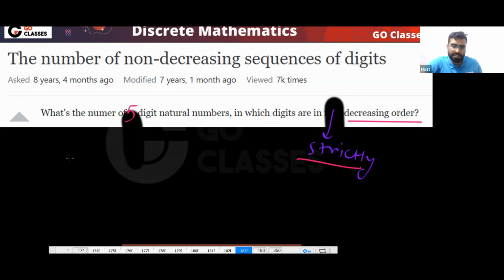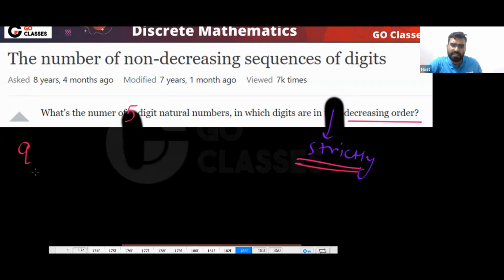Because you are in strictly decreasing order, this is the same as selection. Yes or no? Because you want strictly decreasing, nothing can repeat. No number can repeat. So what you do? Just select 5.